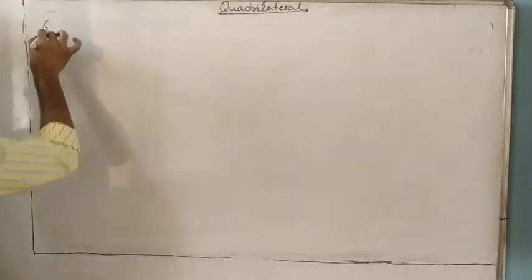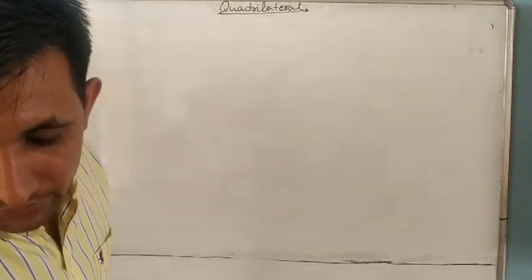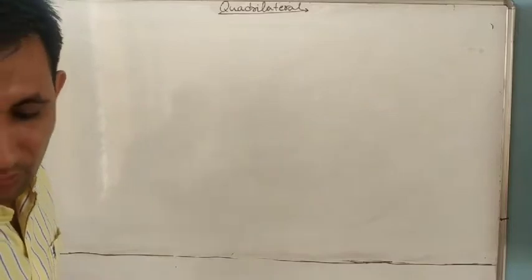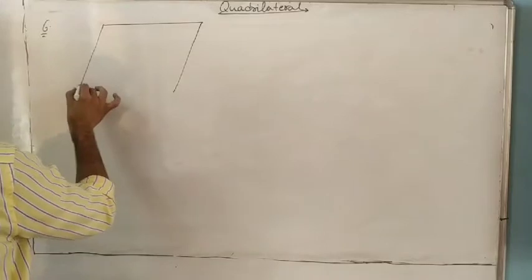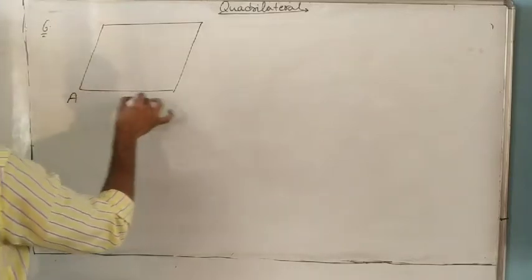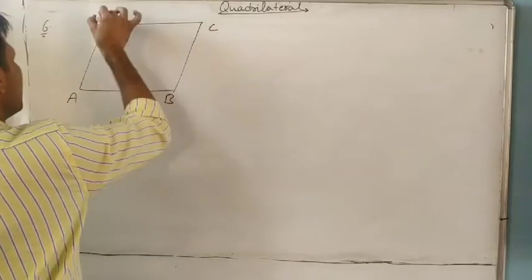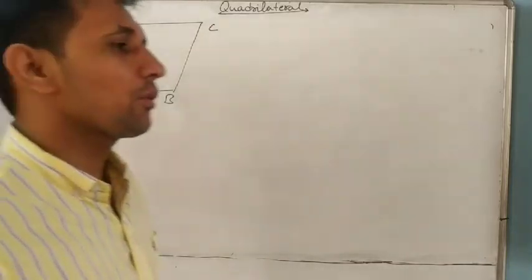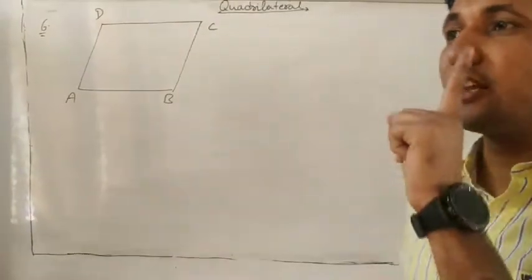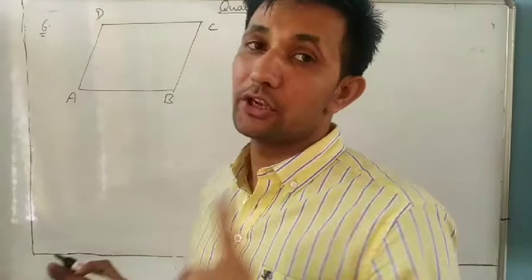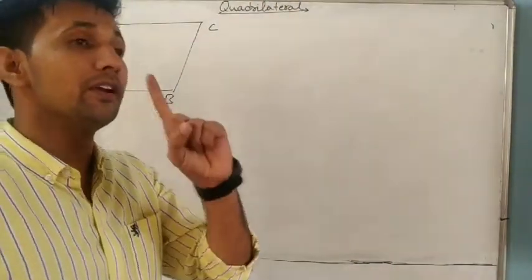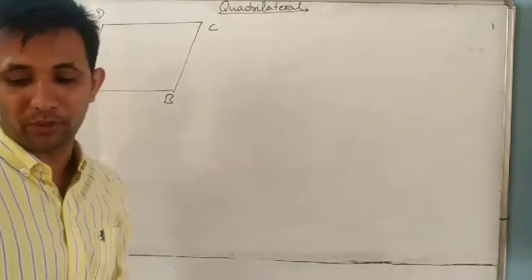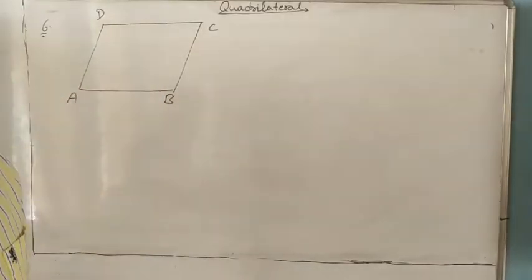Question number 6. Diagonal AC of a parallelogram ABCD. ABCD is given as a parallelogram. In this type of question, we will use a single word: since ABCD is a parallelogram, we will use the properties of a parallelogram.